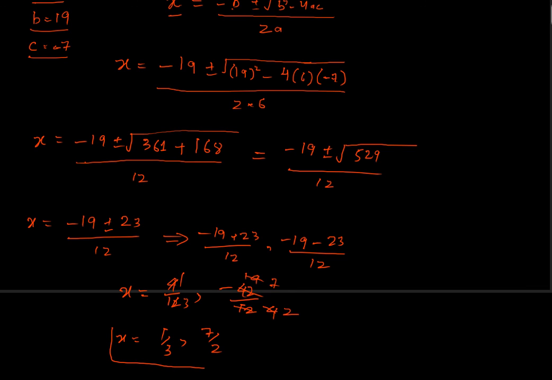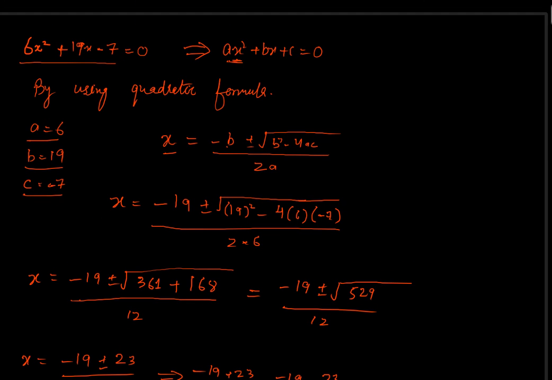These are the two values of x, and we did this by using the quadratic formula. The quadratic formula is x equals minus b plus minus square root of b squared minus 4ac, divided by 2a. When you use this formula and plug in the values of a, b, and c by comparing the question with the standard form of the quadratic equation, you'll be able to calculate the values of x. And that's it for today.